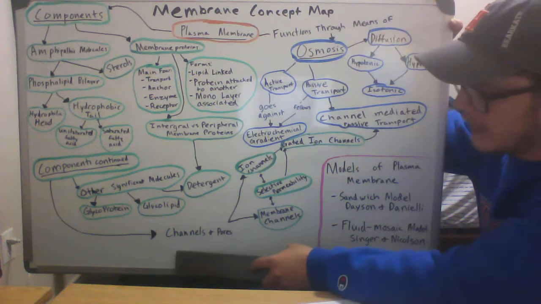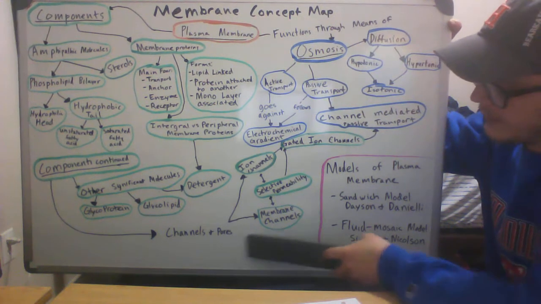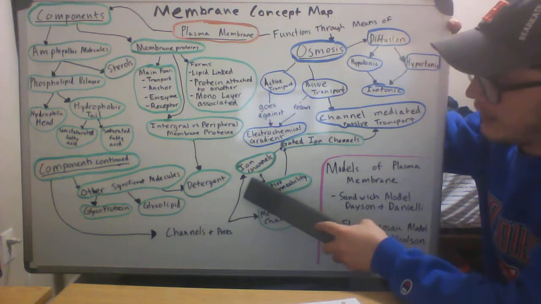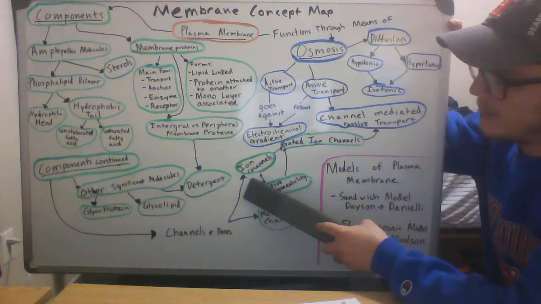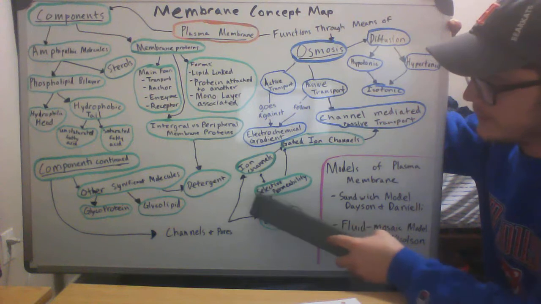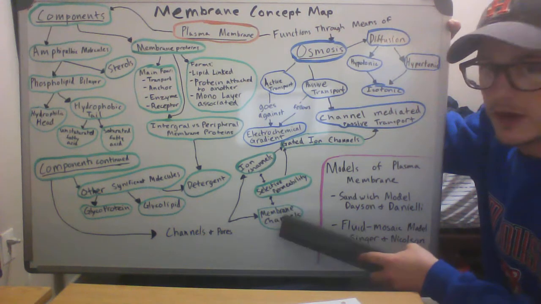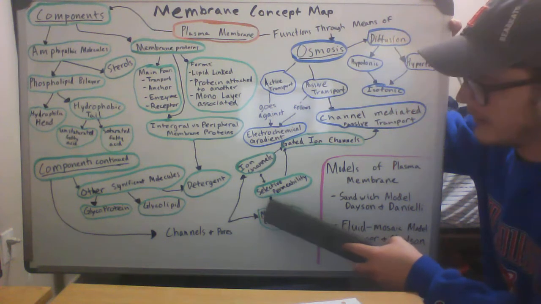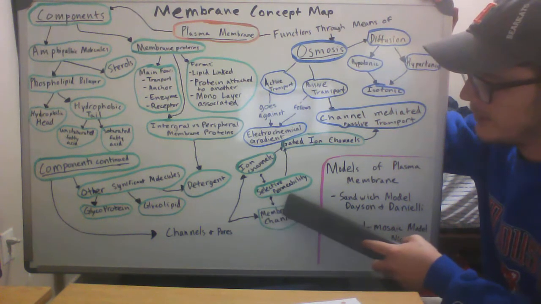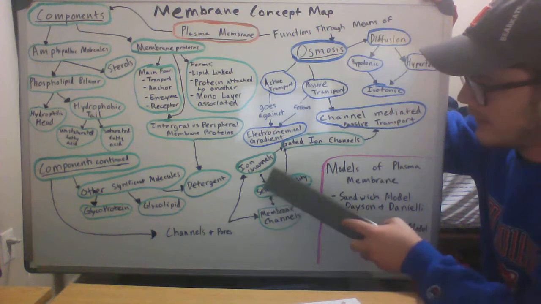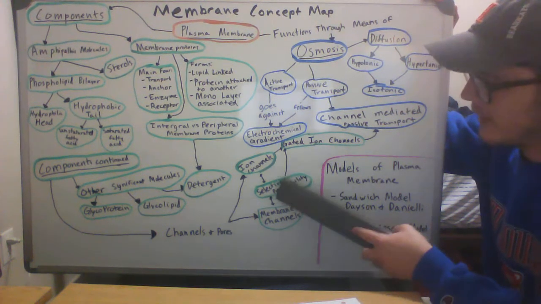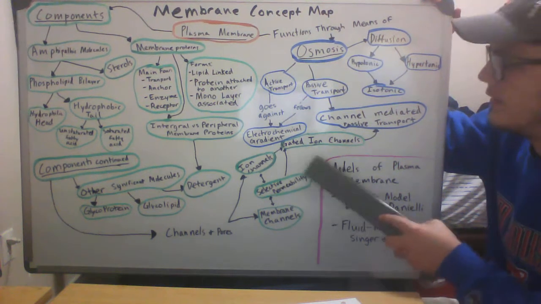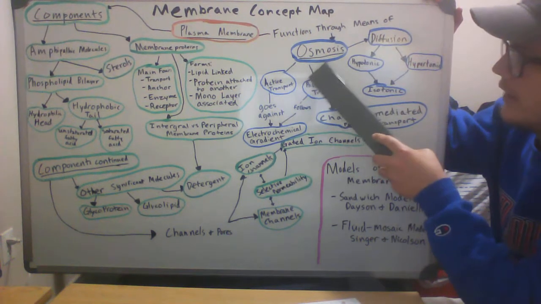And then over here we have our next category, channels and pores. We have membrane channels and ion channels. And ion channels are typically associated with transport proteins. And then membrane channels are just channels within the plasma membrane, within the phospholipid bilayer. And then they both have selective permeability. And if an ion channel has a selective permeability, one example is a gated ion channel, which brings me over here to my osmosis side.